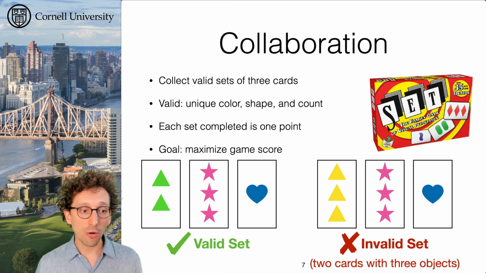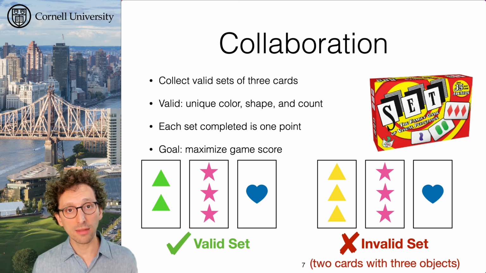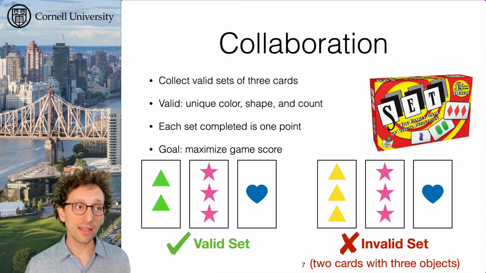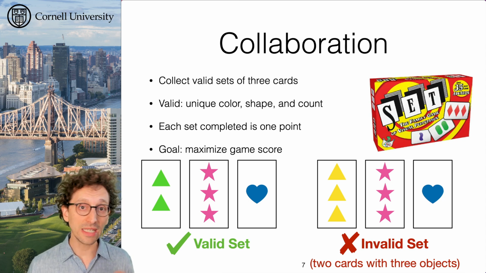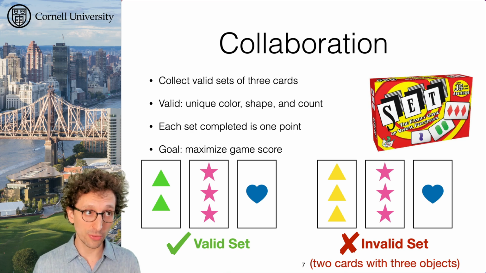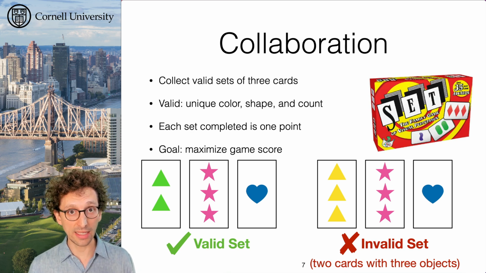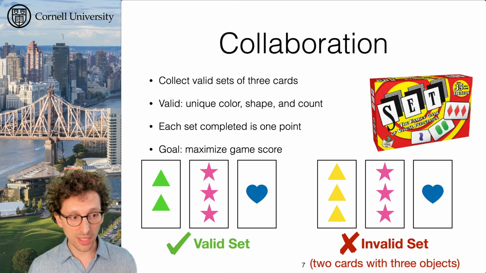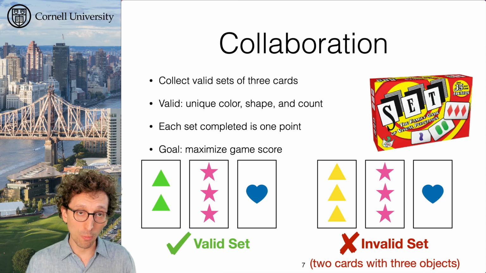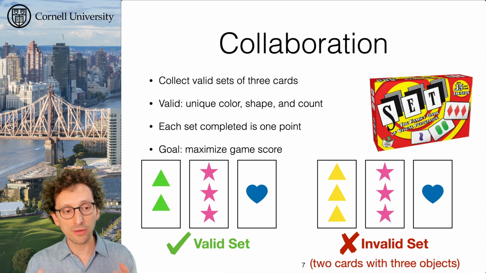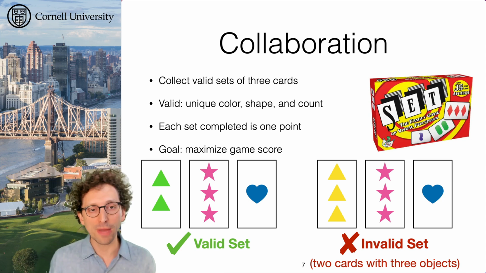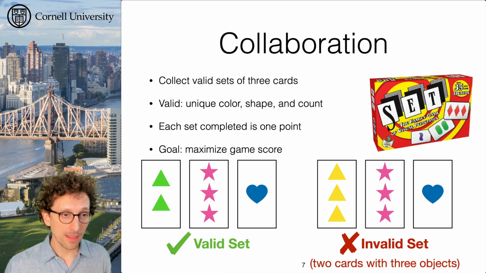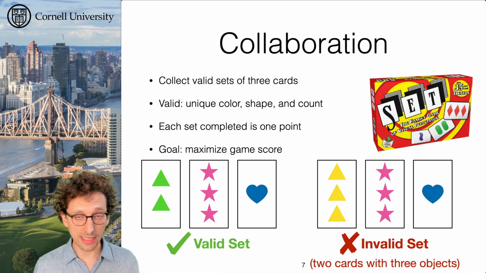So that means that they collect valid sets of 3 cards, where a valid set has a unique color, shape, and count. So each of those 3 properties is unique in the set. Each set that is completed awards the 2 players together a single point, and the goal is to maximize the game score. So just to illustrate the types of sets of cards that are collected.